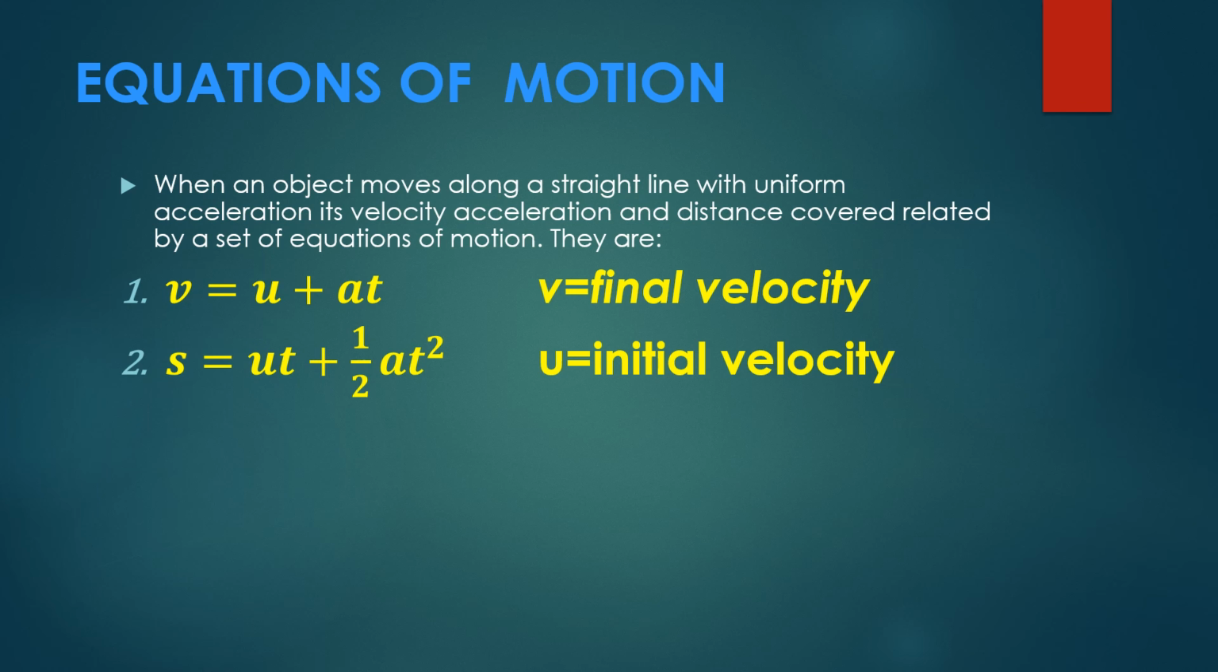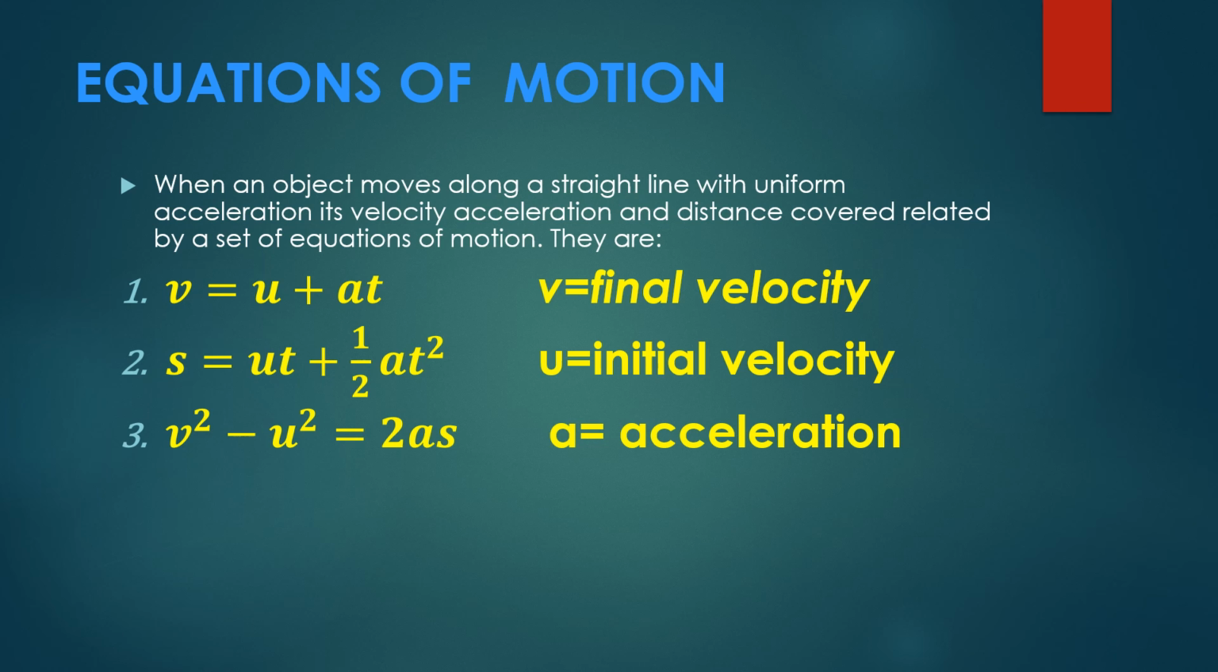s is equal to ut plus half at square, where s is distance covered, u is initial velocity, t is time taken, a is acceleration. v square minus u square is equal to 2as. In all these quantities, u stands for initial velocity, v is final velocity, a is acceleration, s is distance covered, t is time taken. So these are the set of three equations of motion which have to be remembered.